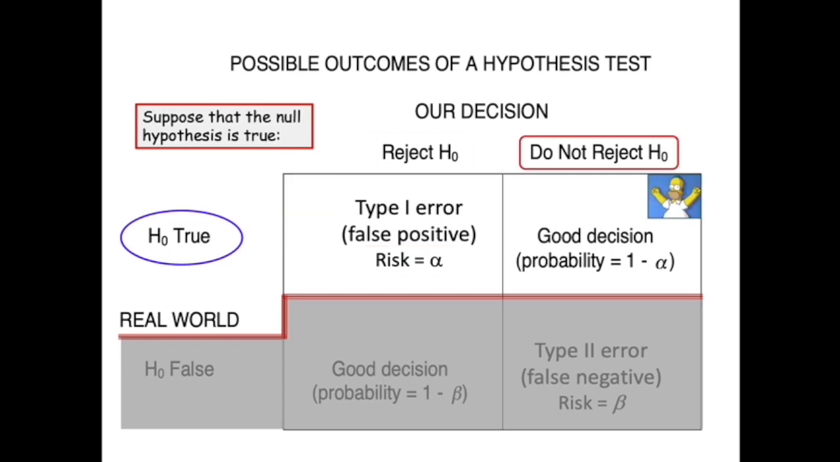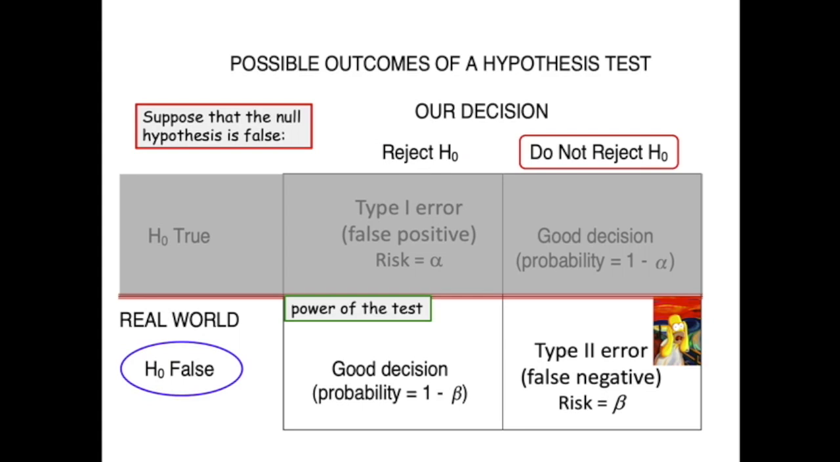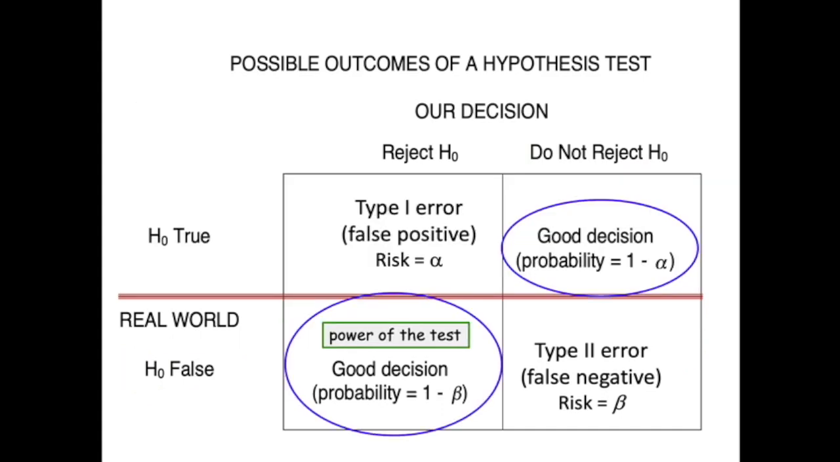If we fail to reject the null hypothesis when it's true, we've made a good decision. If the null hypothesis is false, and we reject it, we have also made a good decision. The ability to reject a false null hypothesis is called the power of the test. And if we fail to reject a false null hypothesis, we make a type 2 error. We always want to be in one of these quadrants, and preferably here because we are usually looking for evidence to support our research hypothesis.